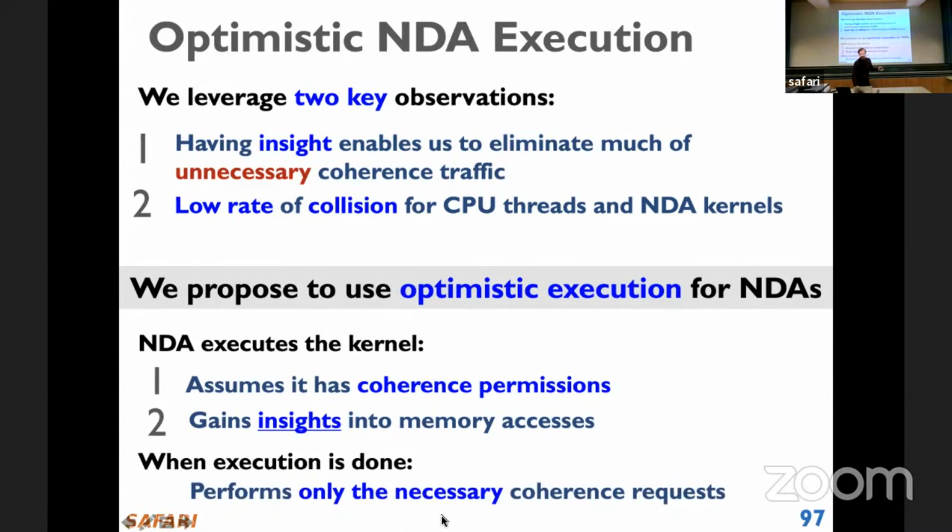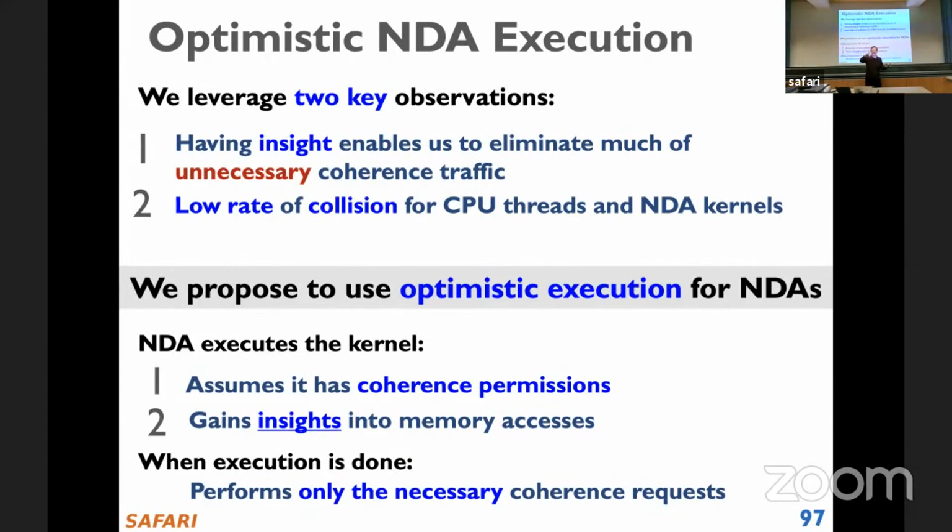It performs only the necessary coherence requests. And if in the meantime, it didn't need permission, meaning that the processor did not touch any of the cache blocks this processing in memory engine touched, it's okay. Basically, you speculatively execute it. You assume that you had coherence permissions, but nobody else touched those blocks, so that's okay. That's the idea. That's the beauty of optimistic execution.